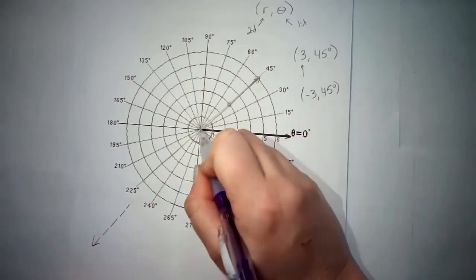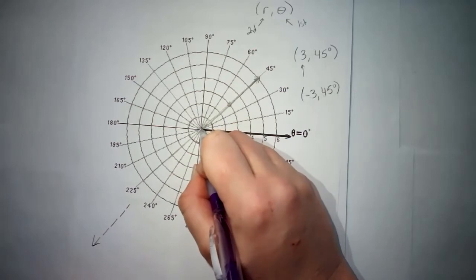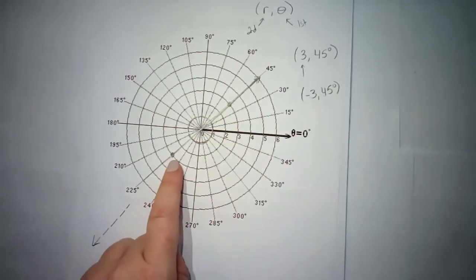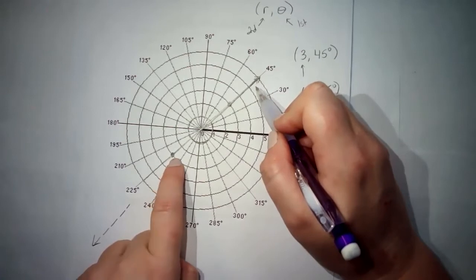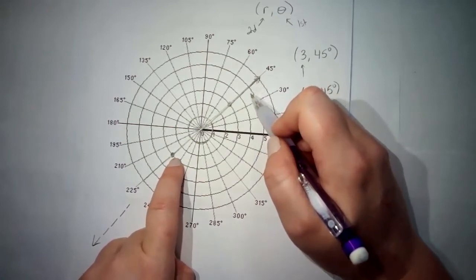And then I want to go -3. So I'm starting at the pole. Instead of hopping forward 3, I'm going to hop backwards 1, 2, 3. This is the point (-3, 45°). It's still on the 45-degree polar axis, but you hopped backwards instead. Okay, so you can go forward or backwards.